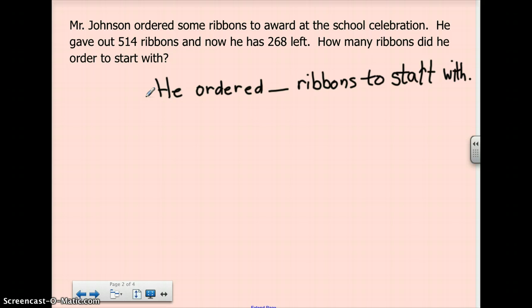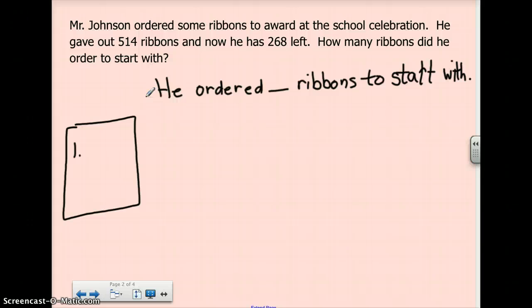Okay, so we read it one time. Then the next thing my kiddos do is they make a step box, and they look at it and think, okay, let me read. I think this only has 1 step, so I'll put 1 right there. Mr. Johnson ordered some ribbons to award at the school celebration. He gave out 514 ribbons, and now he has 268 left. How many ribbons did he order to start with? Okay, my kiddos have also learned how to use a visual representation when they're solving story problems, particularly with addition and subtraction.